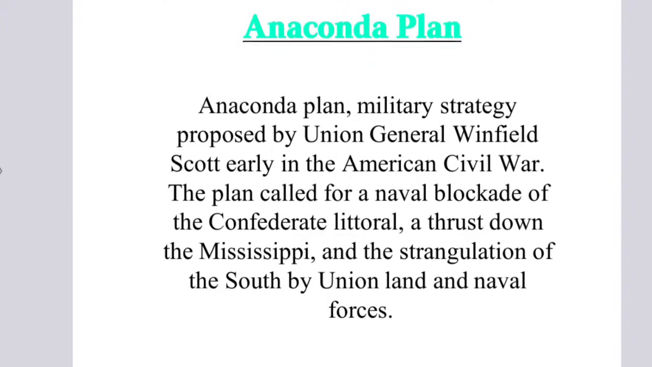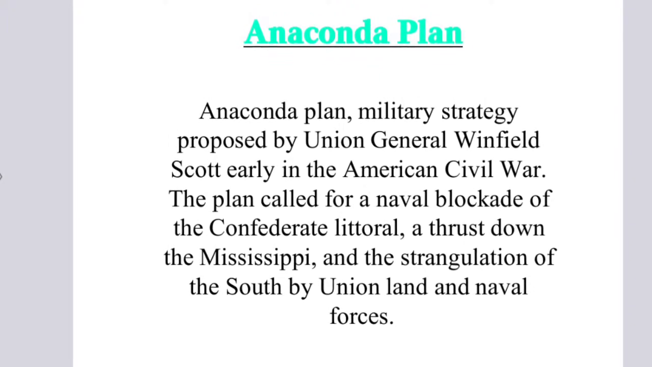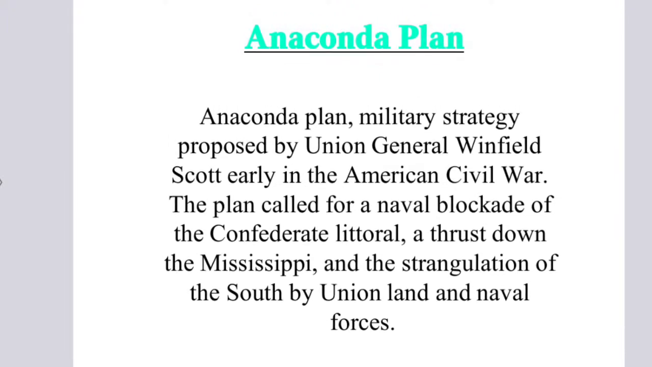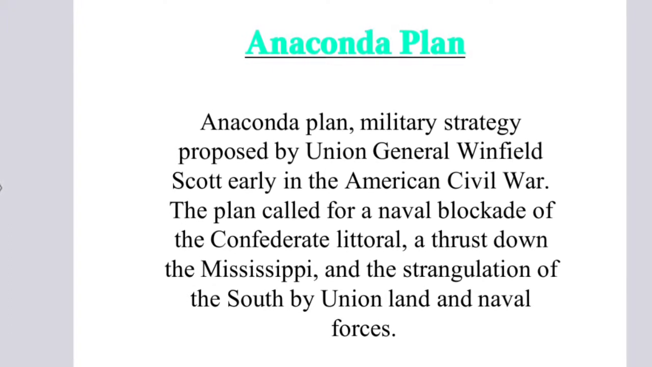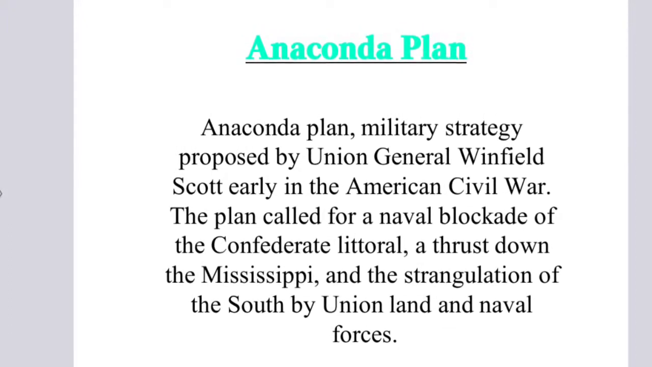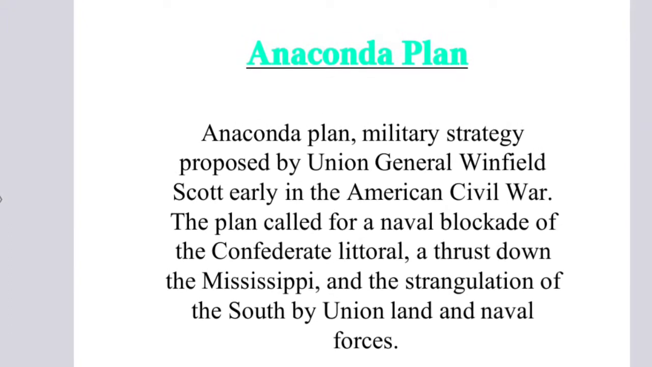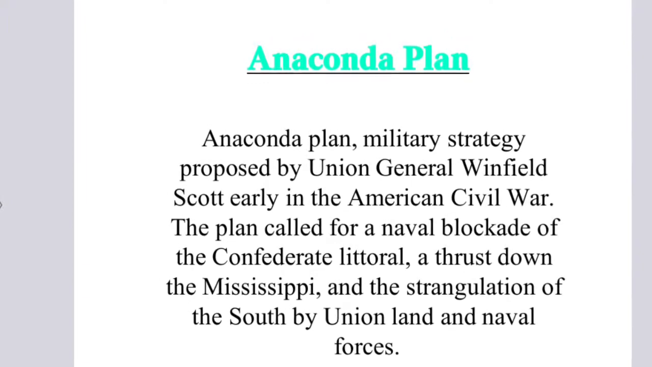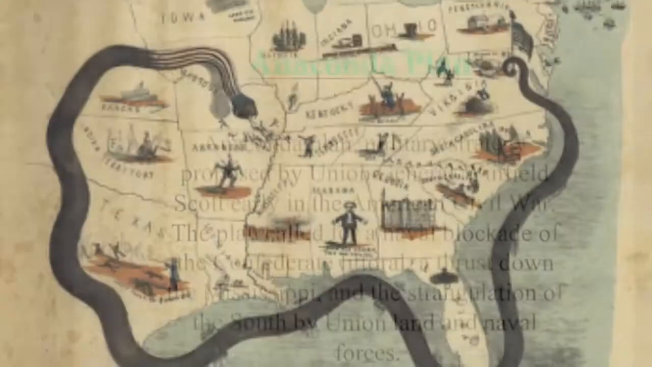The Anaconda Plan, a military strategy proposed by Union General Winfield Scott early in the American Civil War. The plan called for a naval blockade of the Confederate littoral, a thrust down the Mississippi, and the strangulation of the South by Union land and naval forces.